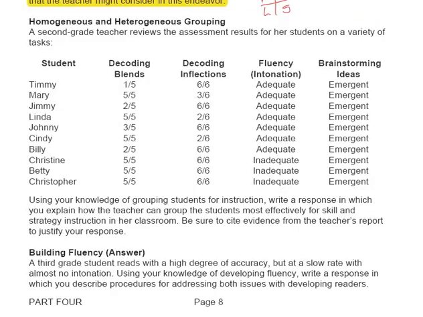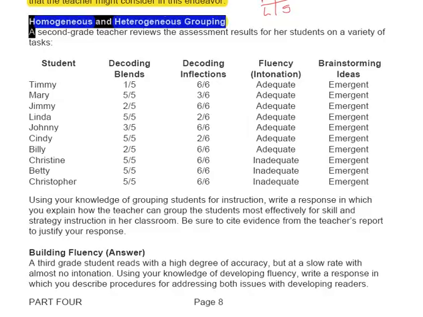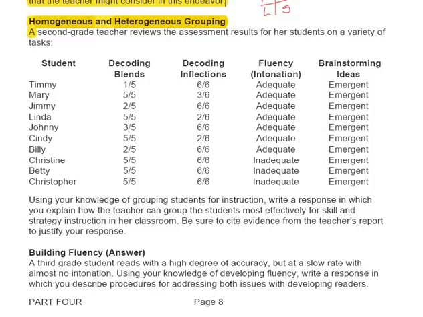Something else that will be helpful for you to know will be the difference between homogeneous grouping and heterogeneous grouping. For homogeneous grouping, if we did a little structural analysis, homo, as you know, means same. And so you're going to do ability grouping for kids who have the same need. For example, if we look at this data set for decoding blends, you can see that Timmy is struggling, Jimmy is struggling, Johnny is struggling, and Billy is struggling. So ability group those kids together, do teacher-dominated activities to get them up to speed.